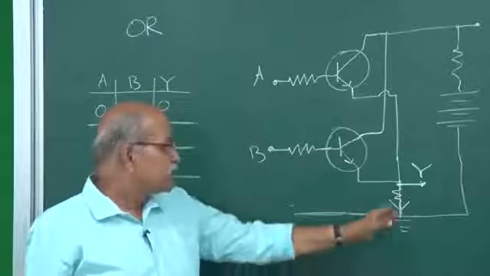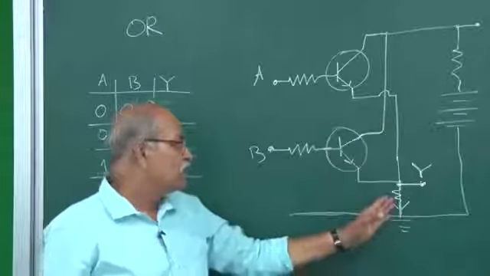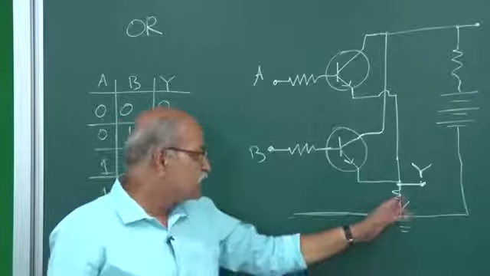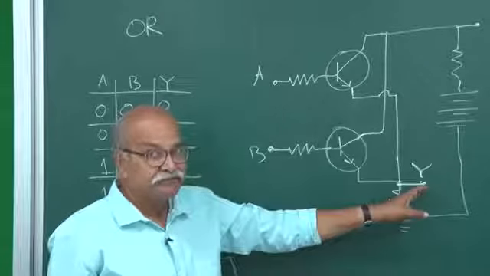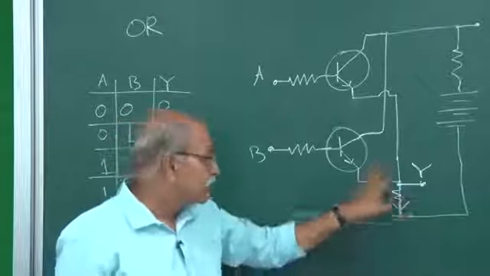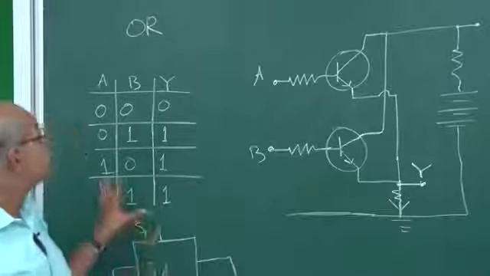So in both cases, you have a current here, and if you have a current here, the output here will be high. This is 0 and the current direction is this. So that is OR.